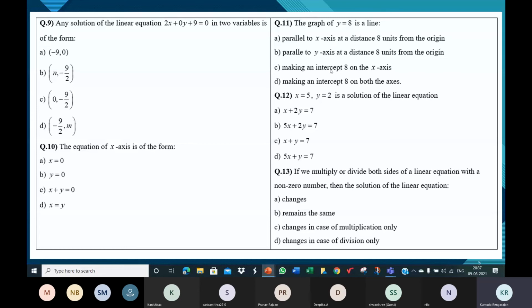In both options C and D, it means that the graph line intersects the x-axis, whereas actually the graph line is parallel to the x-axis. So in both these cases, it intersects. So C and D is not the right option. And here, parallel to the y-axis? No, this is parallel to the x-axis, at a distance of 8 units from the origin.